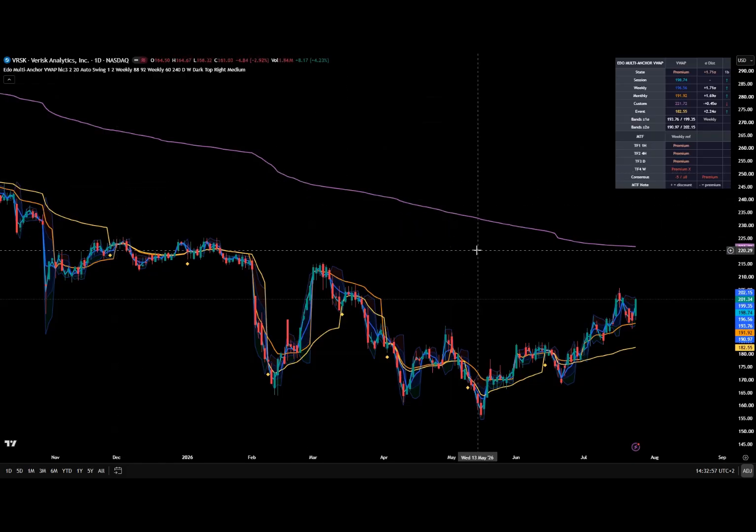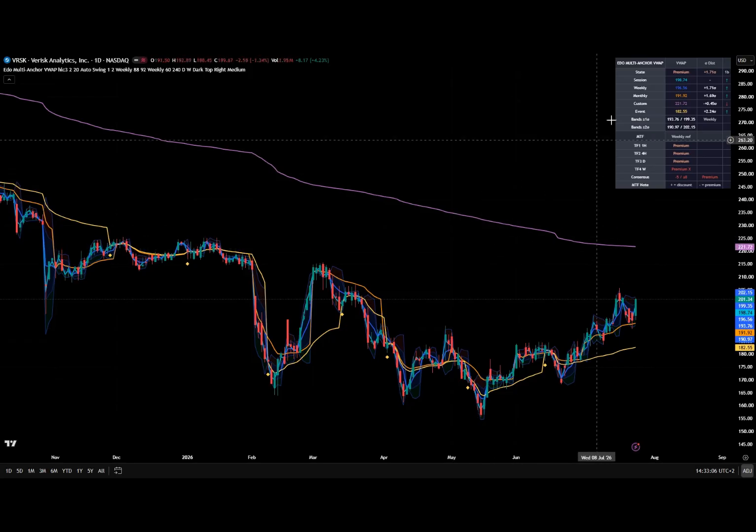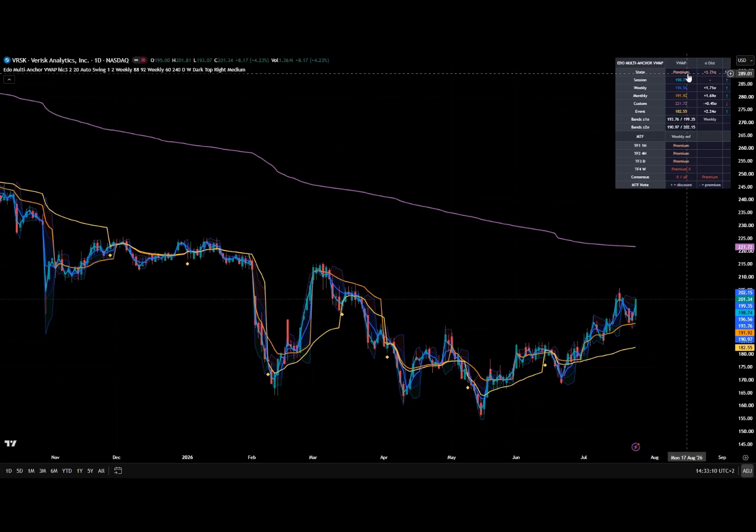To recap, Edo Multi-Anchor VWAP does not generate entry signals and does not predict tops or bottoms. It runs 5 volume-weighted anchors at once, measures your distance to each in standard deviations, marks the extremes, and checks 4 timeframes for agreement. Edo Multi-Anchor VWAP is available by invitation only. Structure before signals, context before confirmation, clarity over noise.